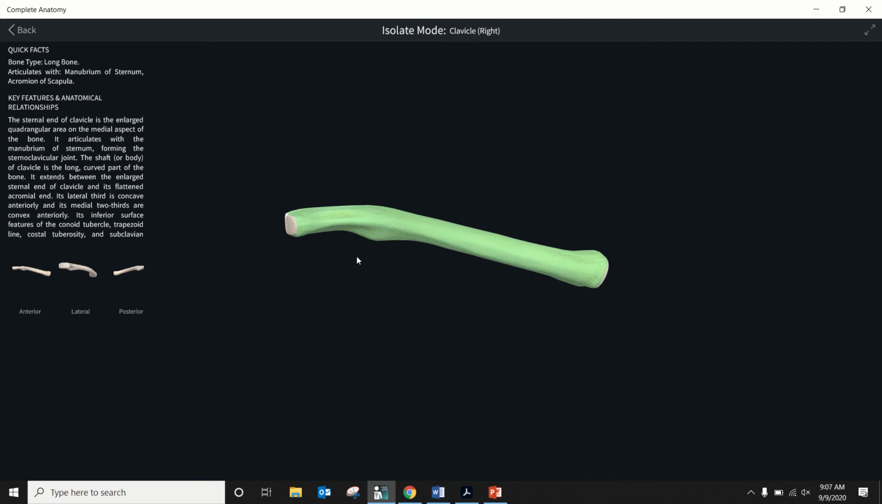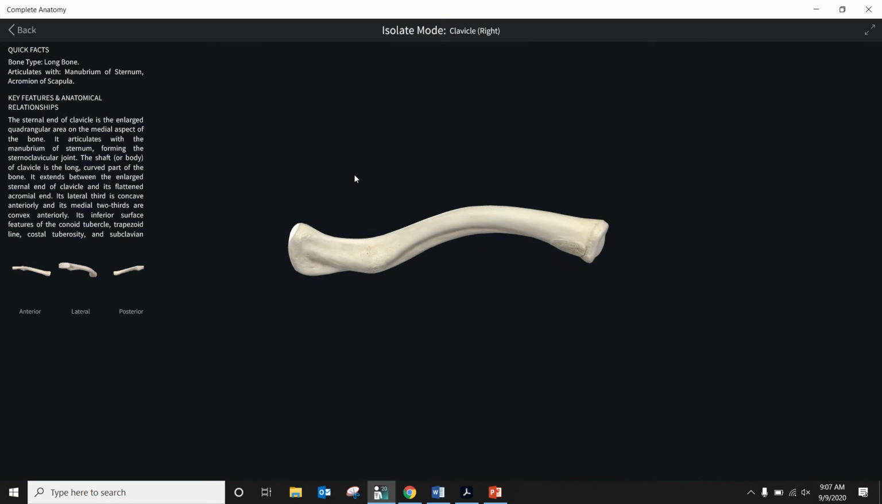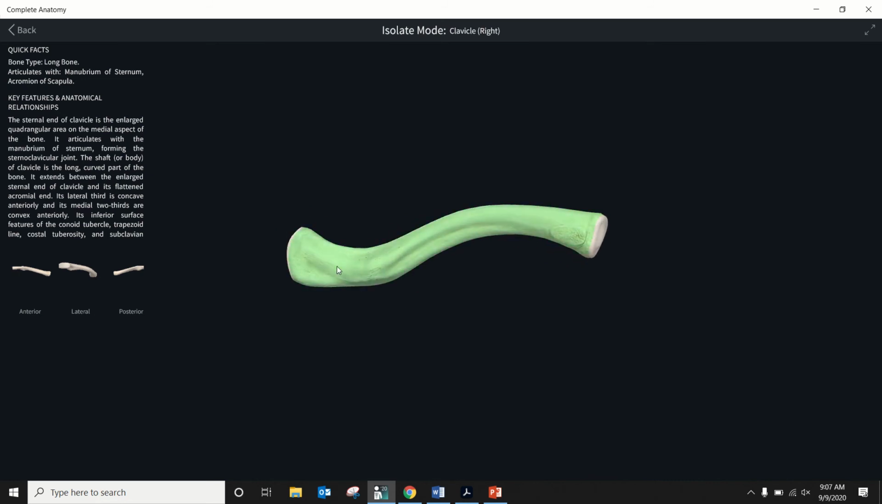If I spin it, now I'm looking at the underside, the inferior aspect of the clavicle down here, and this little bump that I'm mousing over is the conoid tubercle. The significance of the conoid tubercle is that it is the point of insertion of the coracoclavicular ligament. I'll spell that for you here, and then I'll spell it verbally in a second.